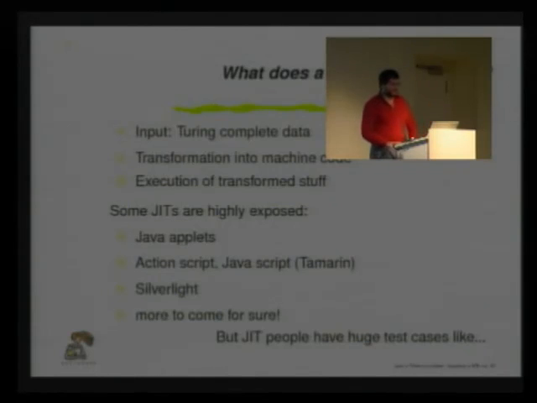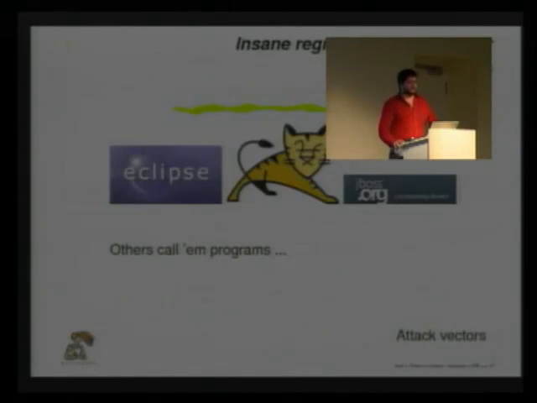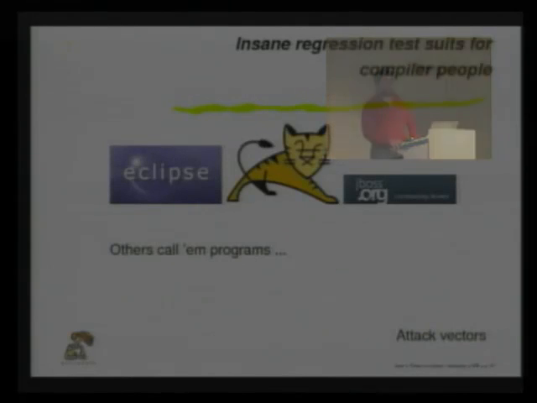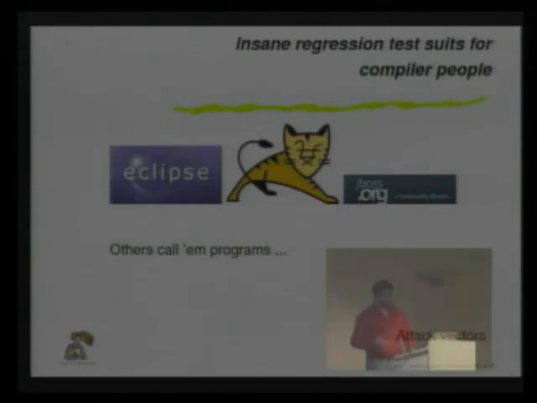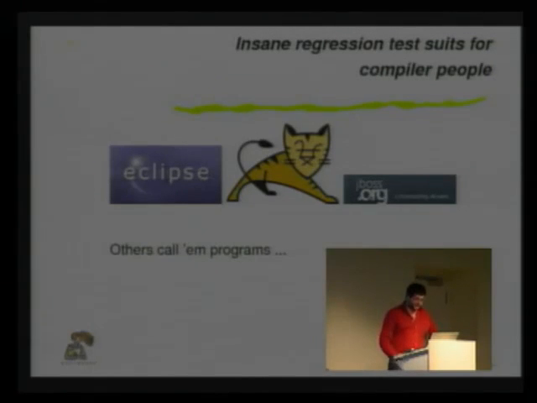But there's a big problem for hackers when they want to exploit such stuff, because just-in-time compiler folk have really huge test cases. You call them programs, we call them test cases. So we have such insanely big test cases like Eclipse, Tomcat, or JBoss, which do many nasty things, and the just-in-time compiler is really almost bug-free when it runs Eclipse. So this is a really big test case. But nonetheless, there are attack vectors.